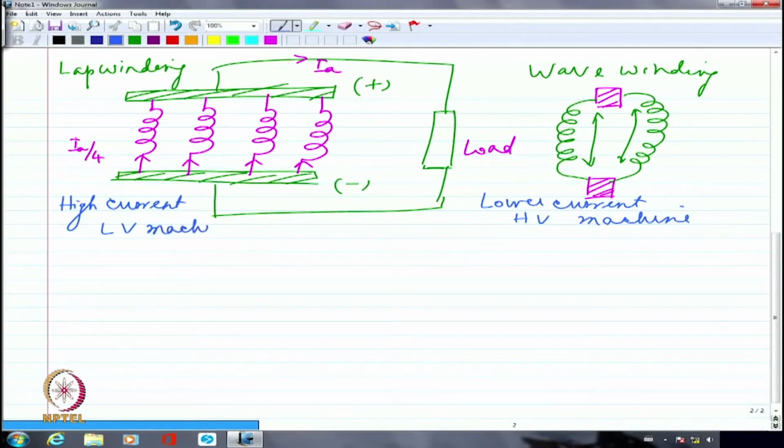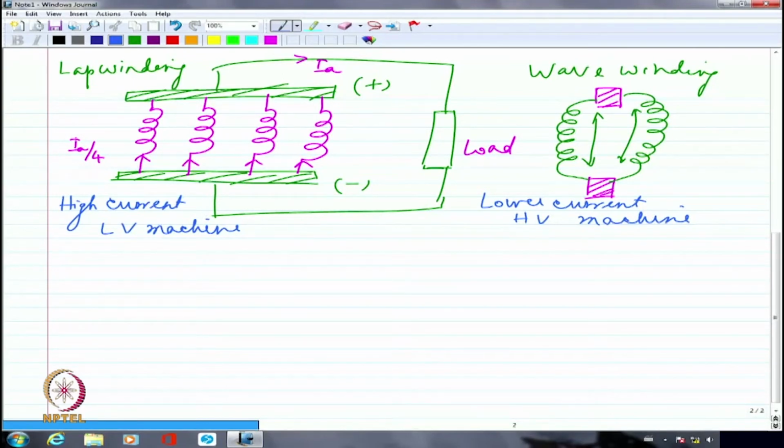So normally this is the way we design it, depending upon what kind of power rating we are designing it for. That will be the first criteria. Then the next criteria will be whether the voltage will be higher or current will be higher. And then correspondingly we will choose the winding. That is how it is done normally.